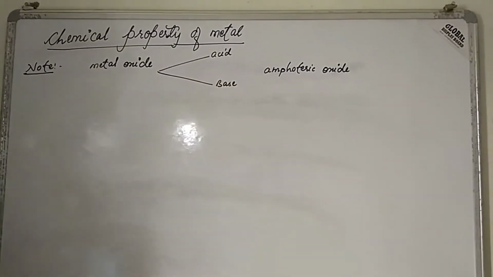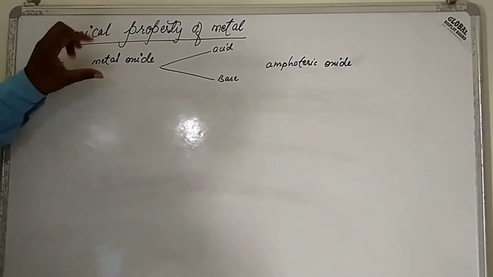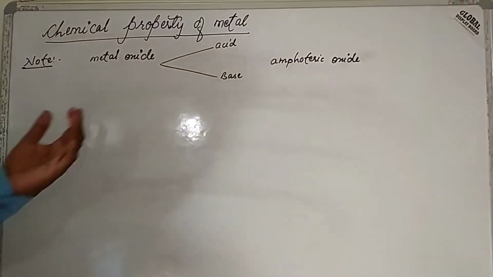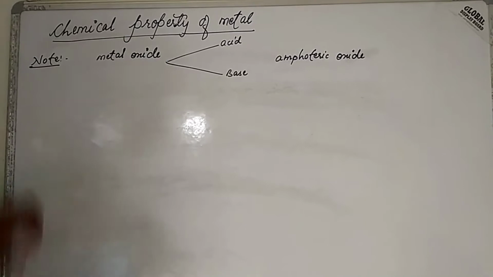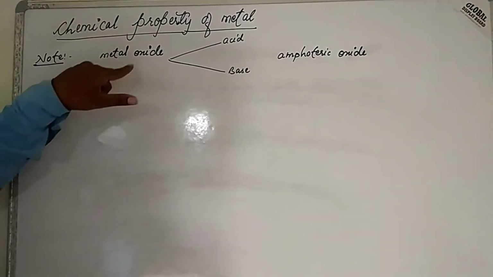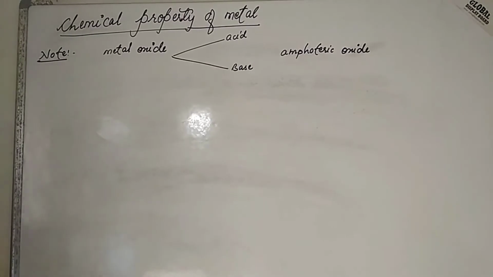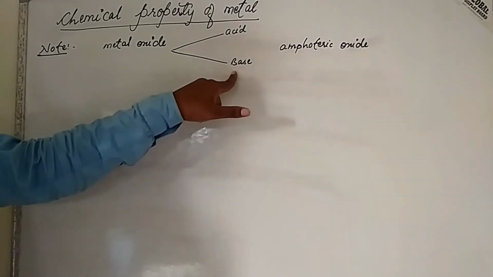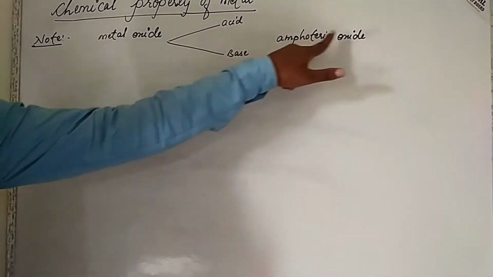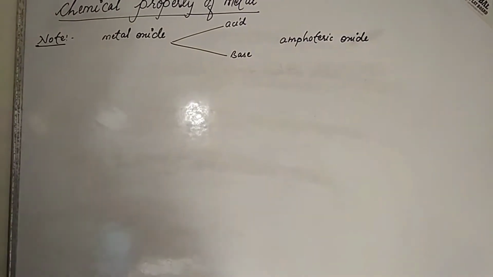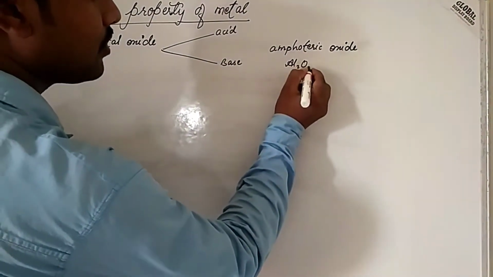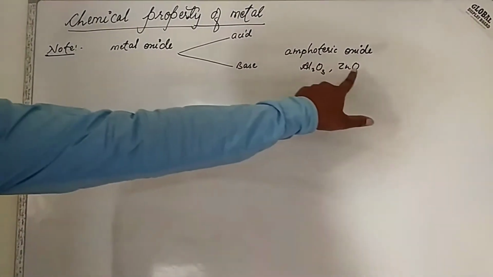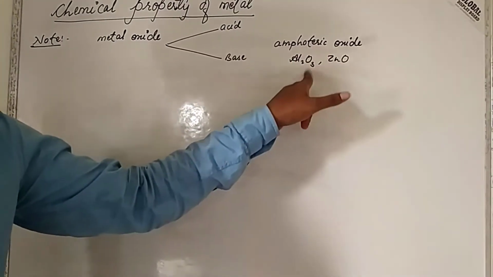See children, there are also some metal oxides which show both the property of acid as well as base. Clear children? Previously I explained that metal oxides are always basic in nature, but there are a few metal oxides which show both the property of acid as well as base, and these metal oxides are known as amphoteric oxides. Clear children? For example, aluminum oxide, zinc oxide. Clear? These metal oxides show both the property of acid as well as base.